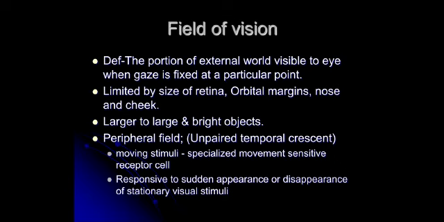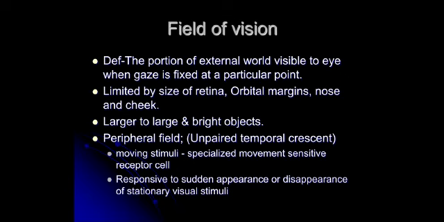It depends mainly on the size and color of the object used for mapping the field. It is limited by the size of the retina, the orbital margins, the nose and the cheek. Larger to light and bright objects. Unpaired temporal crescent in the peripheral field is sensitive to moving stimuli, and is responsive to sudden appearance and disappearance of stationary visual stimuli.